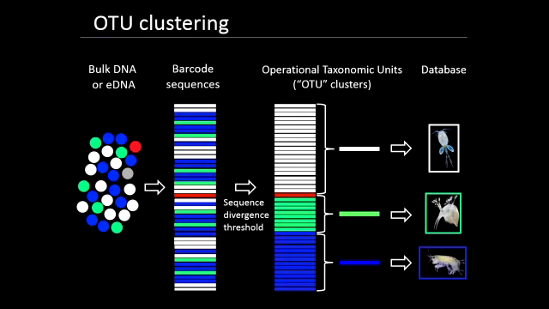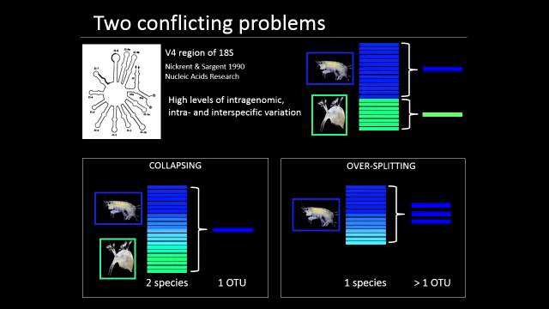But this sequence divergence threshold often seems quite arbitrarily defined, and there are a few issues that could complicate its use. Often researchers focus on very hypervariable regions. So we are looking at, for example, the V4 region of 18S, and this is the most hypervariable region of 18S. So it's been shown to have high levels of intragenomic, intraspecific, and interspecific variation.